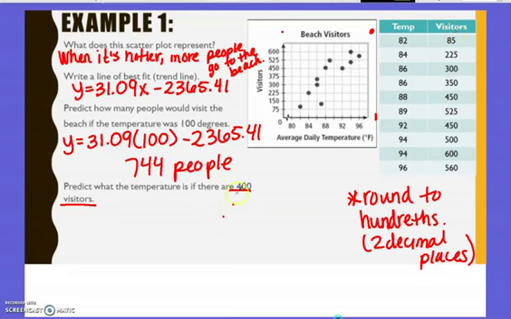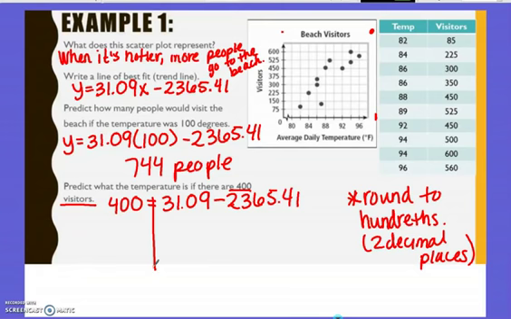So I'm going to do the exact same thing, but instead of putting 400 where the x goes, I'm going to put 400 where the y goes. So I'm going to put 400 equals, and then 31.09 minus 2365.41. And then we're just going to solve that equation. So you can't just type this in the calculator. You actually have to solve. Oh, I'm sorry. There should be an x here. I apologize, because that x is right there. There you go. So I just need to solve this.